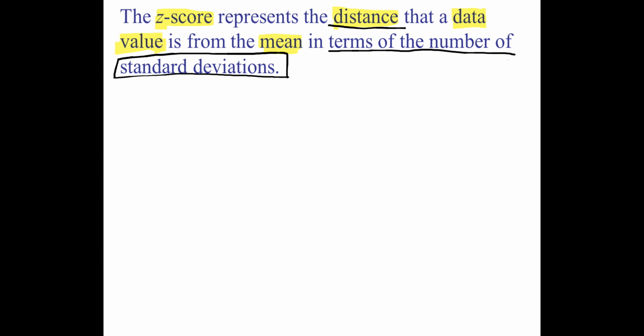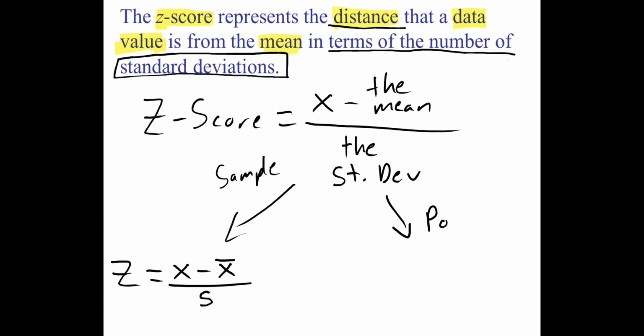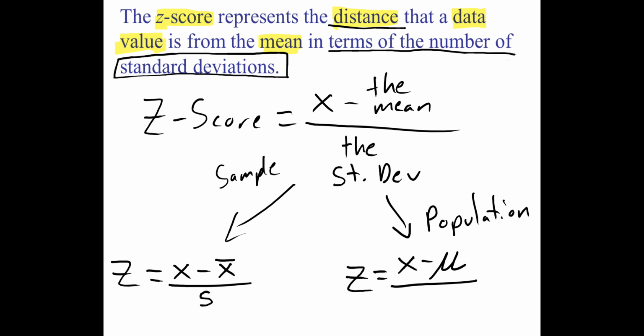Okay, so let's look at the formula for finding a z-score. If we're doing this with a sample, then our formula is going to look like our data point minus the mean of our sample, which is x bar, divided by the standard deviation of our sample, which is s. If we're finding a z-score using the population values, then that z-score, which sometimes we abbreviate with the letter z, is our data point minus the population mean divided by the population standard deviation. So this is how you find the z-score.